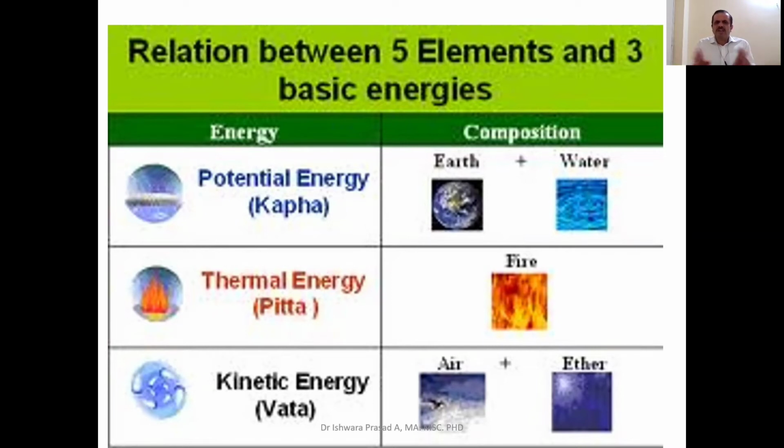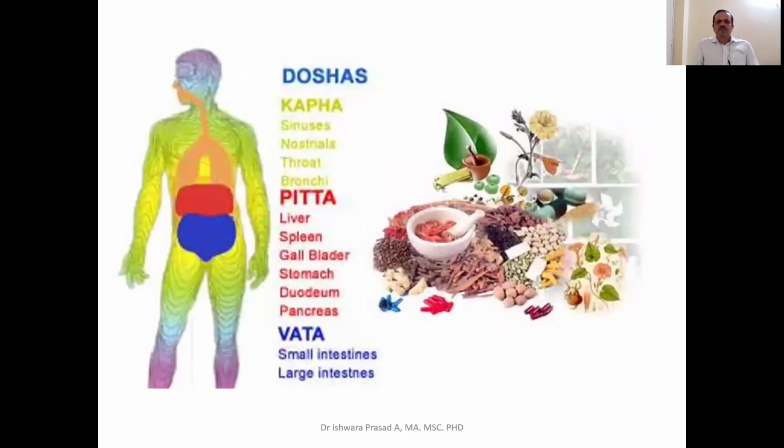So this is how we can have a comparison between the 5 elements and 3 basic energies. See how the ancient people had a thought process about nature and how it can be used for our benefit. This is the way they compared the 5 elements and 3 basic energies. So the 3 doshas, as all of us know, are kapha, pitta, and vata. In different positions, they are dominant.